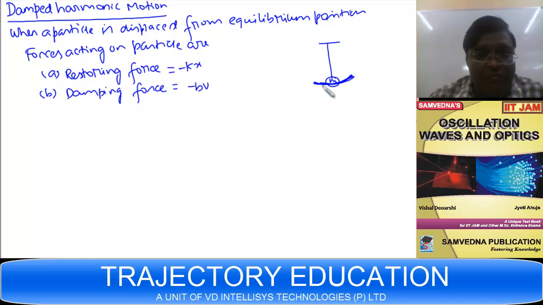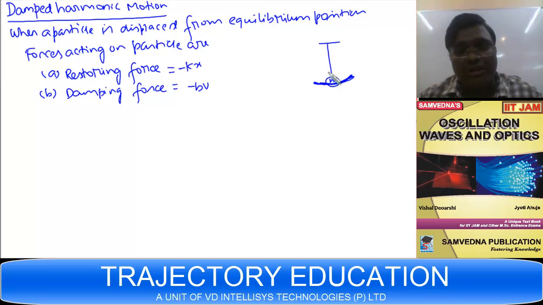Apart from the restoring force, there is a damping force acting on the body, which is constantly dissipating the kinetic energy into heat. So this damping force is dissipative in nature. The mechanical energy continuously gets converted into heat, and the amplitude of oscillation falls.